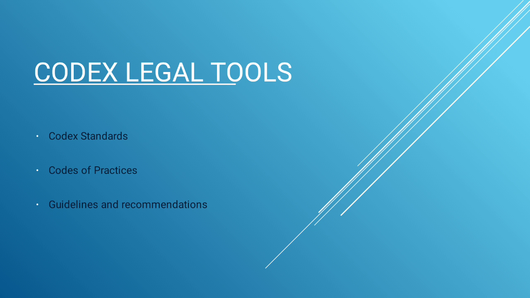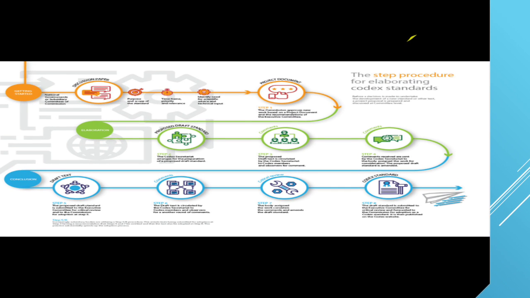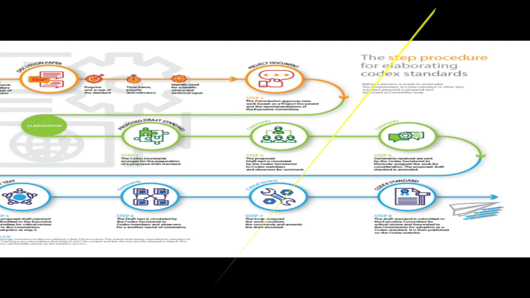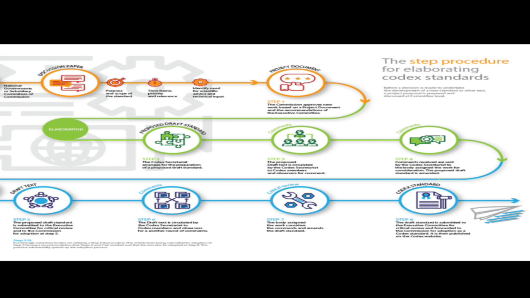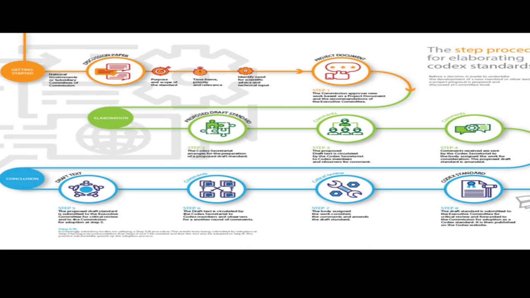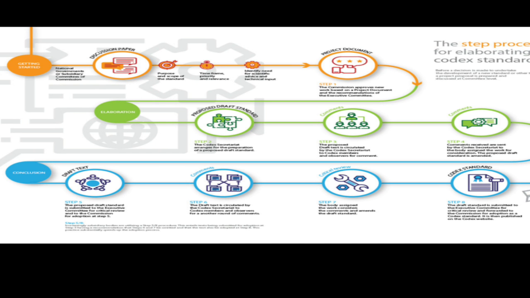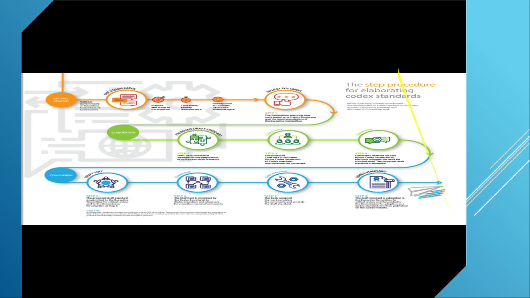Now let's see the legal tools more closely. A diagram resembling the step procedure for elaborating Codex standards, from the start to the conclusion: from discussion paper, project document, elaboration, proposed draft standard, comments, draft text, comments, critical review, and finally, the Codex standard.